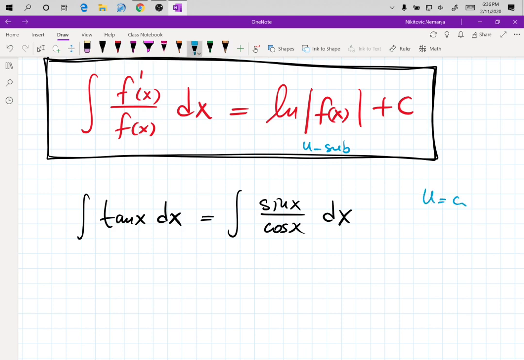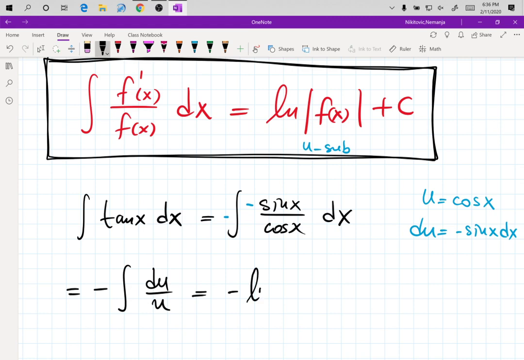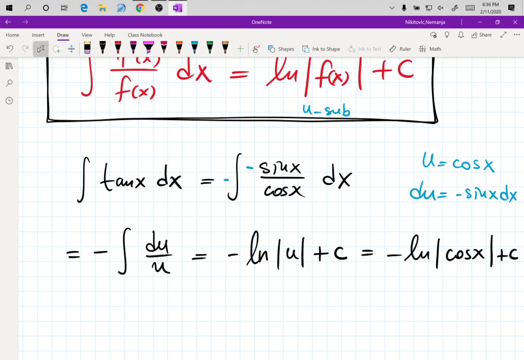So we have u equal cosine x, du equal negative sine x dx. Now I need those negatives. Put those in. This is equal to negative integral of du over u, which is negative ln of absolute u plus c. Then you plug in cosine: negative ln of absolute cosine x plus c. Now, you might be tempted to leave it this way. Don't.